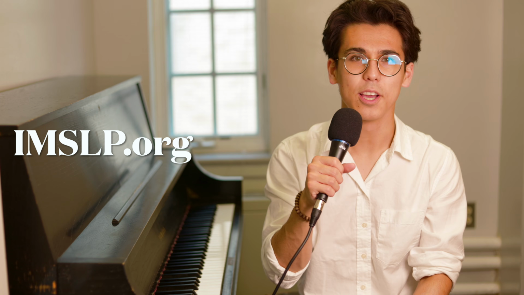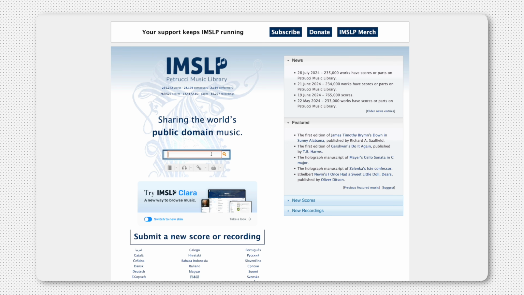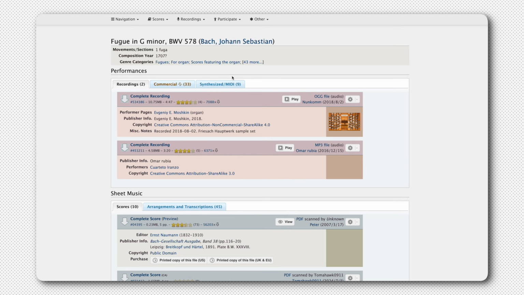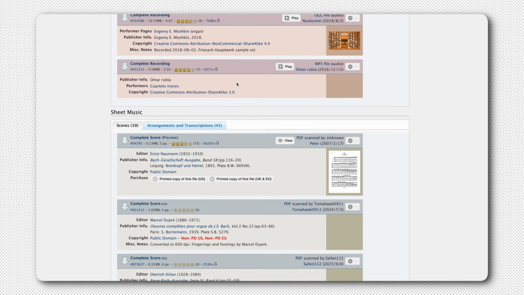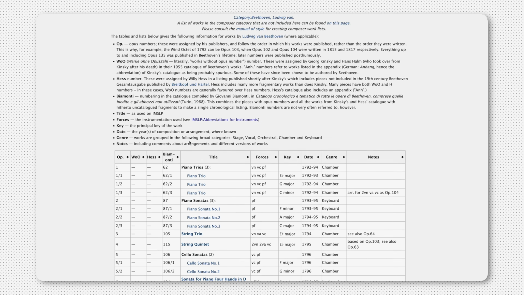The next resource is IMSLP, which is a fantastic resource for not only composers but musicians of all kinds. This is a completely free database of thousands, maybe even millions of sheet music and recordings that are public domain. This is the resource that I choose when I want to download scores from the masters to score study.